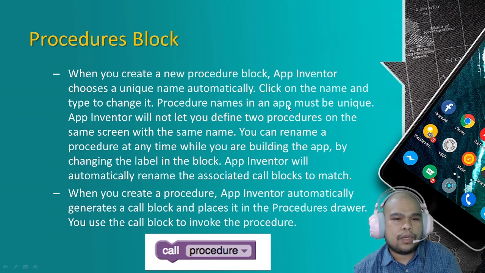Procedure names in app must be unique. App Inventor will not let you define two procedures on the same screen with the same name. You can rename a procedure at any time while you are building the app by changing its label in the block, the original block, no? The App Inventor will automatically rename the associated call blocks to match. So, when you create a procedure, App Inventor automatically generates a block and places it on the procedures drawer katulad nung ginawa ko kanina. So, automatically nandun na siya.